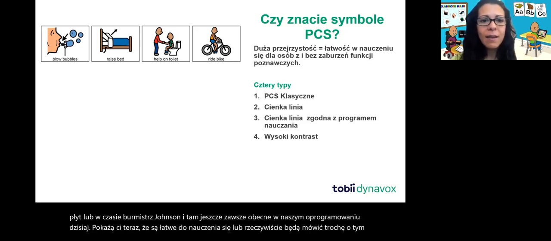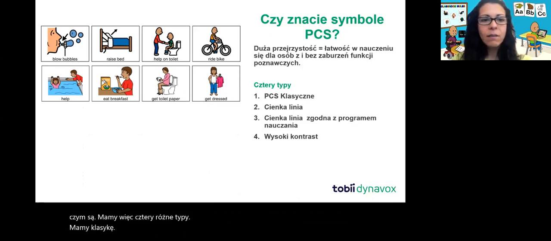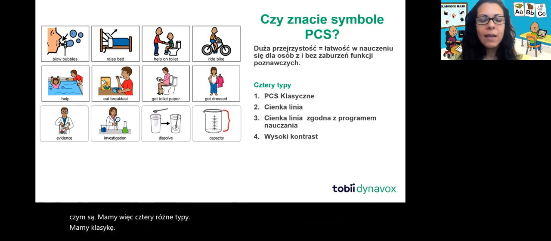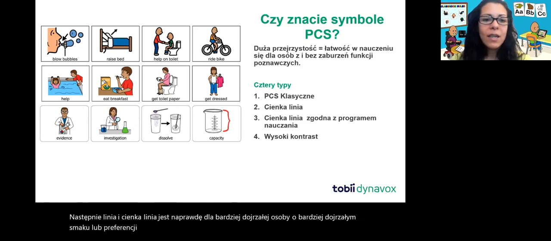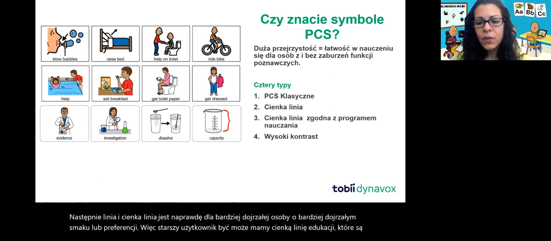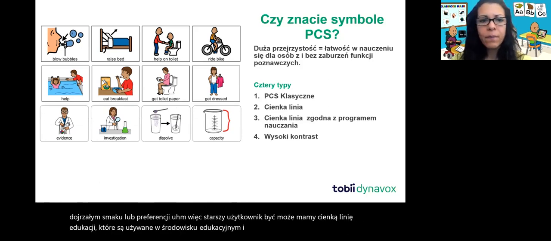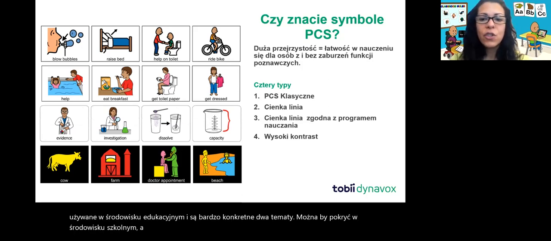We have the classic, we have the thin line, and the thin line is really for a person with a more mature taste or preference, so an older user perhaps. We have thin line education, which are used in an education setting and are very specific to topics you would cover in a school environment. And we also have high contrast, which are for those with visual impairments.